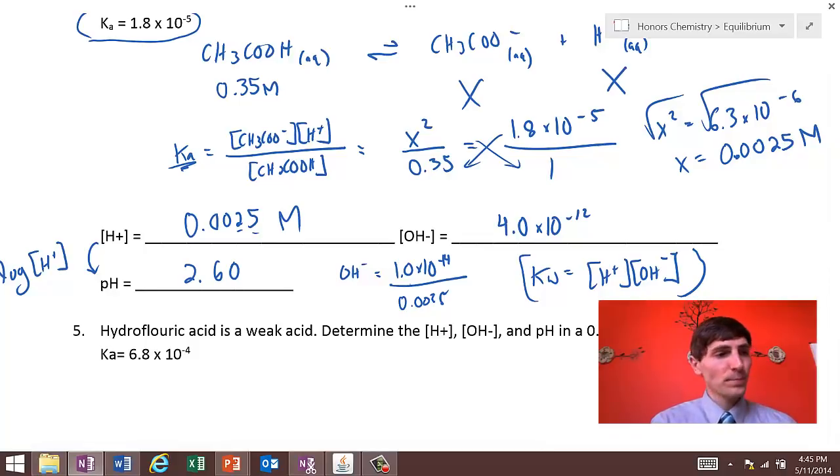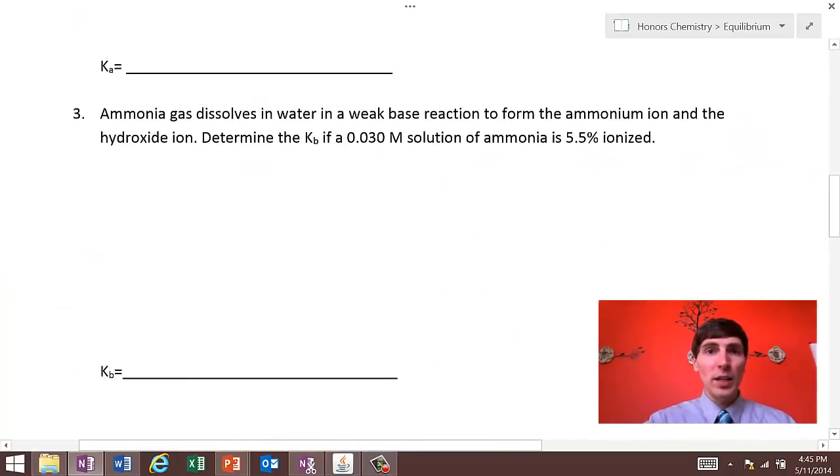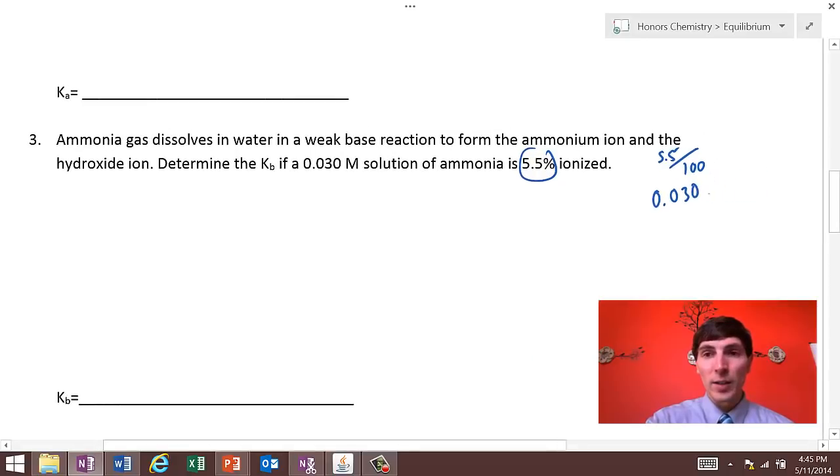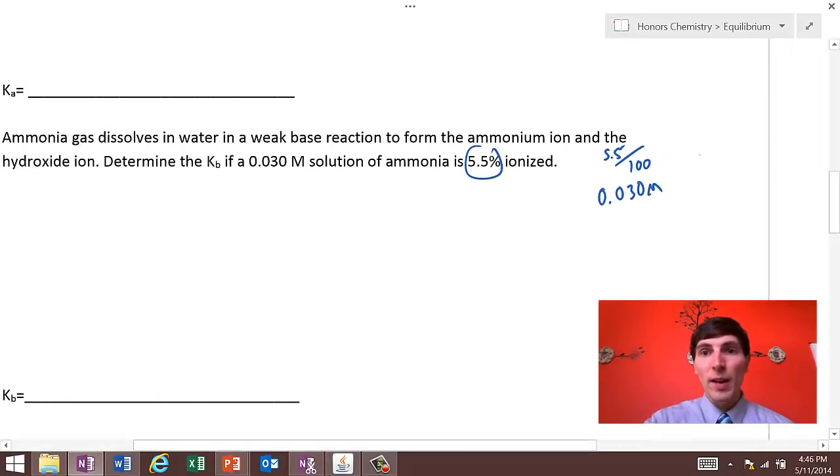Before I leave this worksheet, I just want to give you a quick hint on number 3. Remember, percentage always means out of 100. And so when I'm talking about 5.5 out of 100, you can use that as a conversion factor. For example, if I have 0.03 moles per liter, and it's only 5.5% ionized, that means if I had 100 moles per liter, 5.5 out of 100 would actually dissolve, and that's going to help you find your concentration. So there's a little hint for that one.